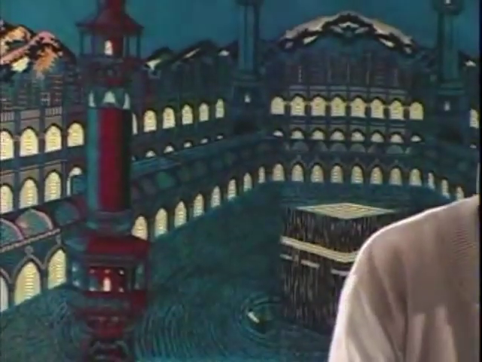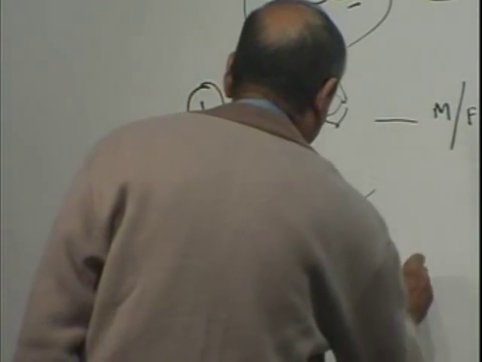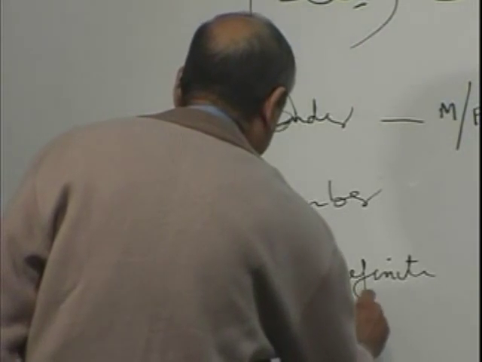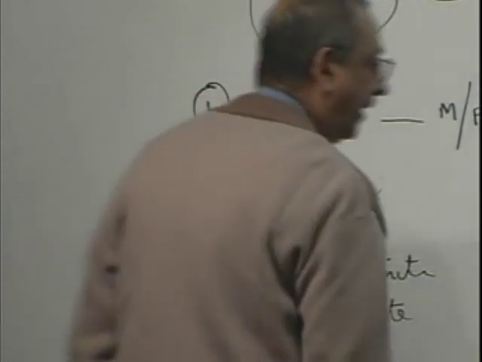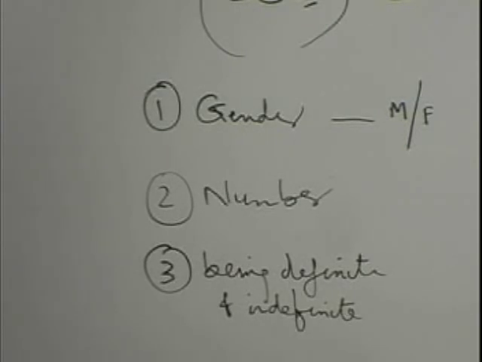Okay, and then we have number third condition, brothers and sisters. Being definite and indefinite. What is it? Third condition is being definite and indefinite. If the manaut, noun qualified, is indefinite, the adjective will be indefinite. If it is definite, it will be definite. Are you with me?